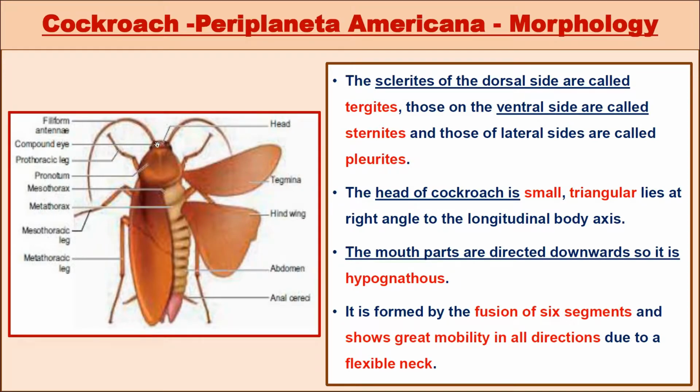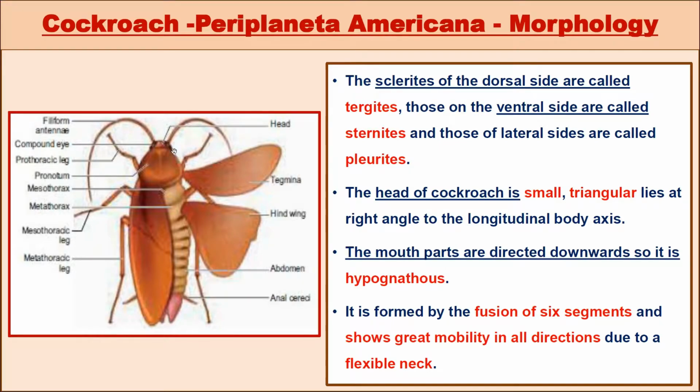The head of the animal is small and triangular in shape. This is the head of the body. It lies at right angles to the longitudinal axis of the body. The mouth parts are directed downwards, and so it is called hypognathous. Hypo means down, gnathous is the term for the mouth parts.